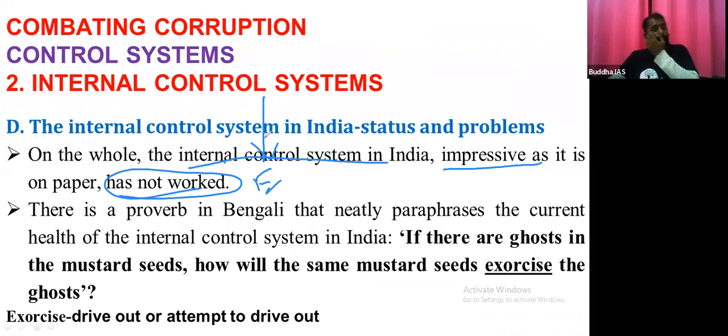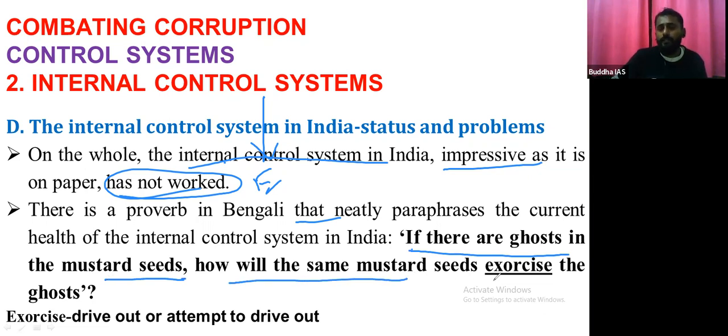There is a proverb in Bengali that says, if there are ghosts in the mustard seed, how will the same mustard seed exorcise the ghost? Exorcise means drive out or attempt to drive out. So you think it over. This is a very powerful phrase. It is given in the second ARC itself.